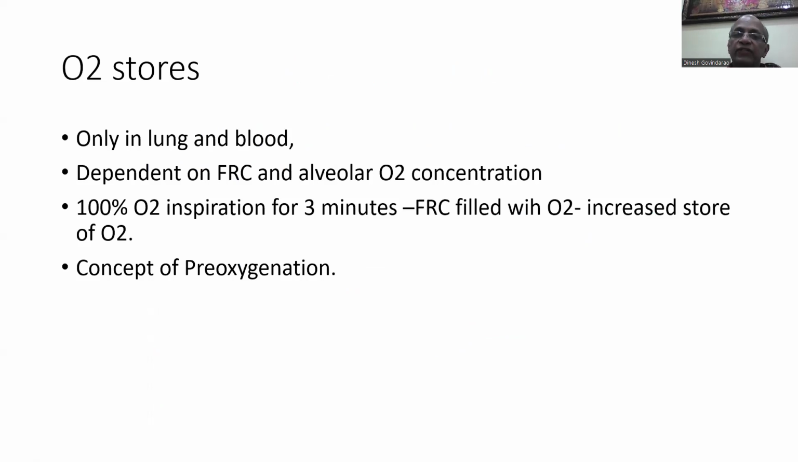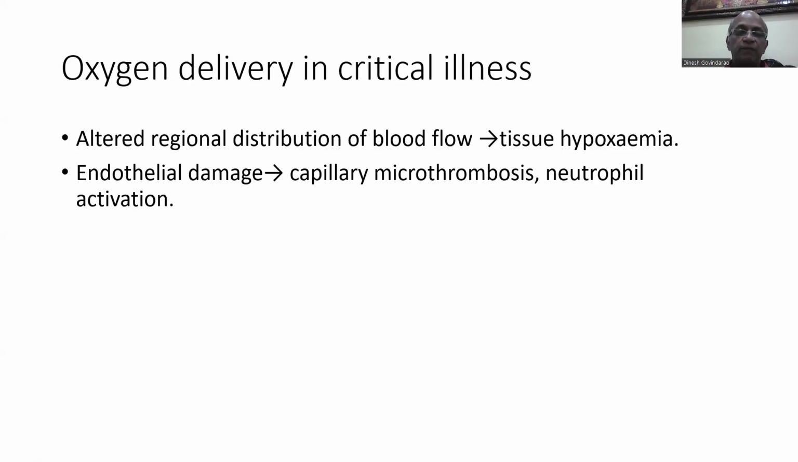The body doesn't store oxygen except in the lungs and the blood. In the lungs, the FRC and the alveolar oxygen concentrations are important oxygen stores. Therefore, pre-oxygenation or denitrogenation with 100% oxygen inspired for 3 minutes helps to fill the FRC with oxygen and increases the store of blood during the periods of apnea. This is the concept behind our pre-oxygenation.